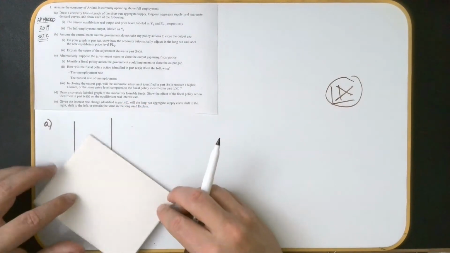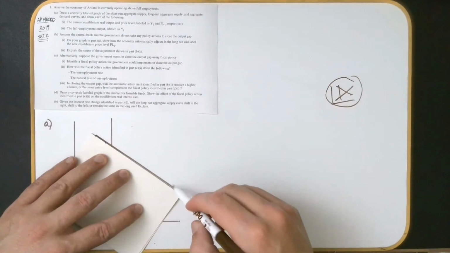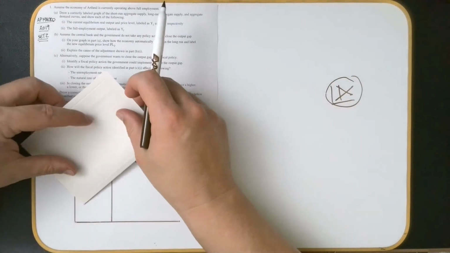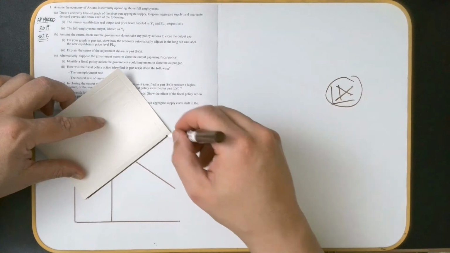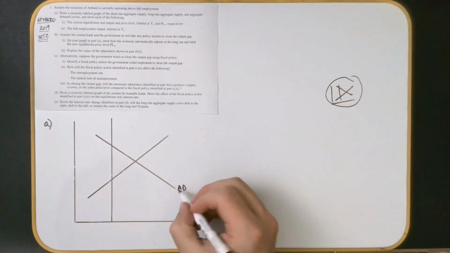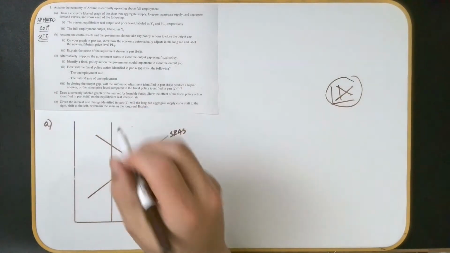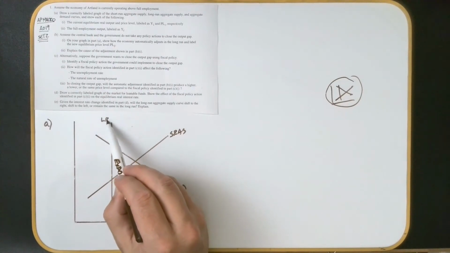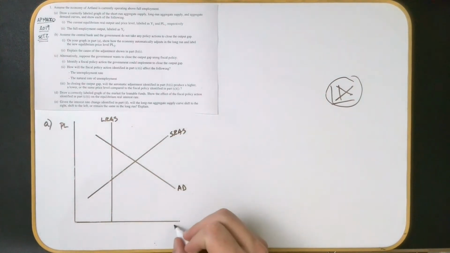And then we'll have our intersection of aggregate demand and aggregate supply on the hot side. All right, so we have a nice inflationary gap there. And now we will fill in everything. AD. SROS. Here is the LROS. Here is our price level axis. And here is our quantity of real GDP.